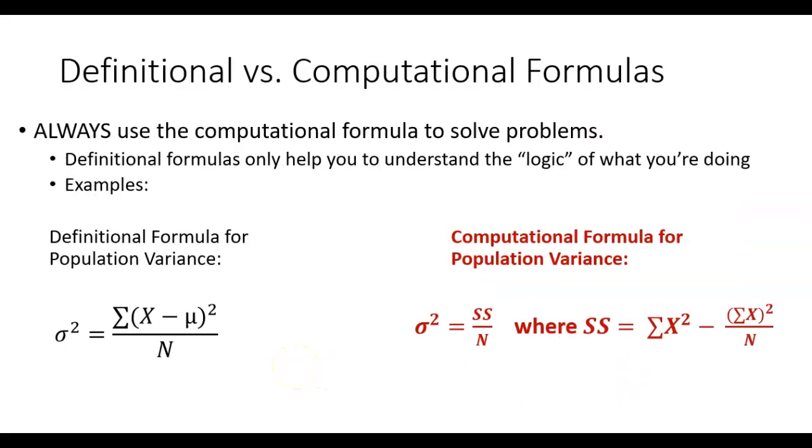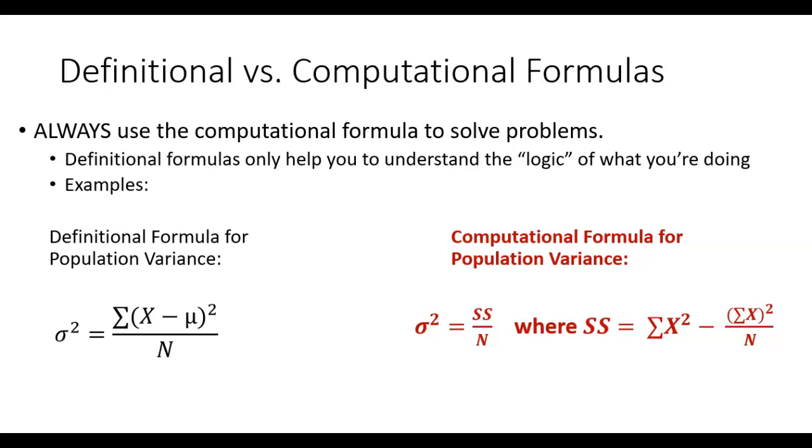One sticking point or muddy point for students when they take PSS 302 is trying to calculate variance and standard deviation and understanding the difference between a definitional versus a computational formula. You should always, always, always use the computational formula to solve problems. Computation means you are computing, and they are going to be much easier to do. They're going to save you some math steps, and they may make your job easier.